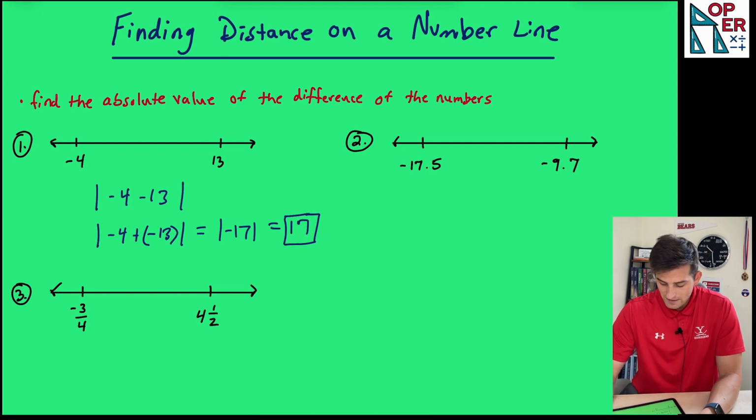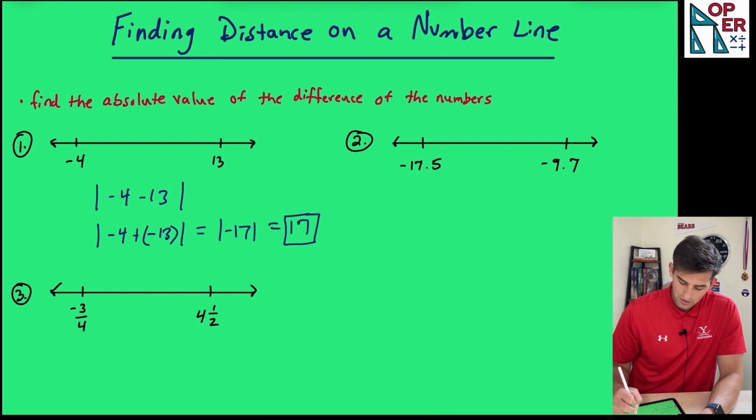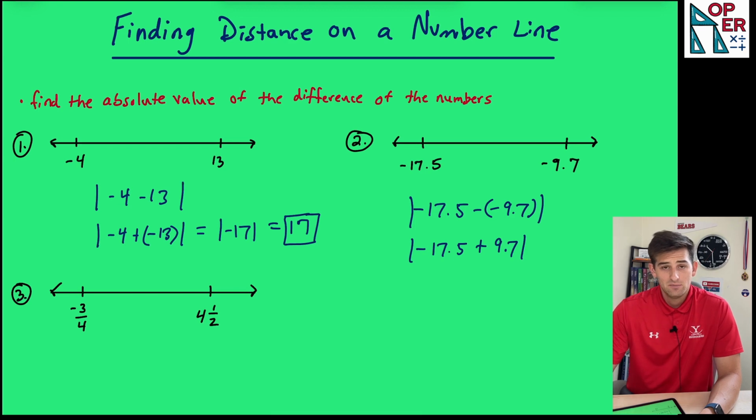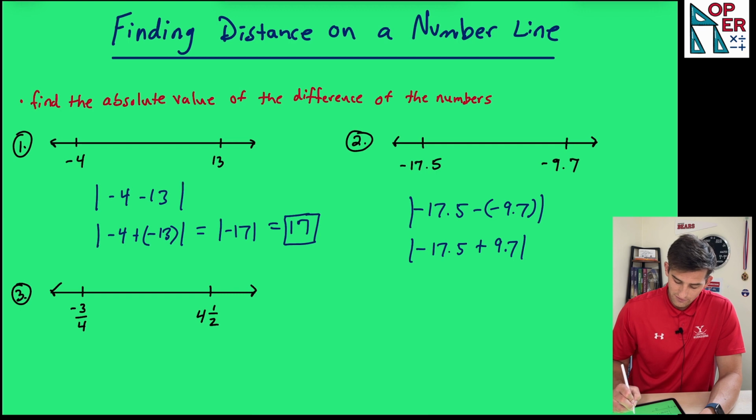All right, number two, we have some decimals here. So what's the distance from -17.5 to -9.7? So we could do the same thing, -17.5 minus -9.7, absolute value. And once again, let's rewrite this as an addition problem. So plus positive 9.7. Well, now we are adding, but our signs are different, so we could subtract the absolute values of these numbers, like we've learned in previous videos.